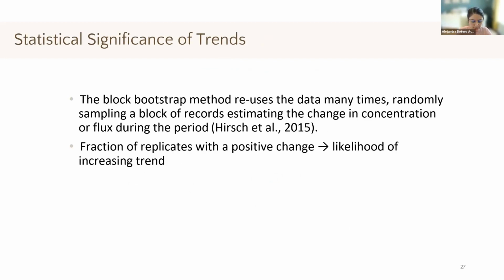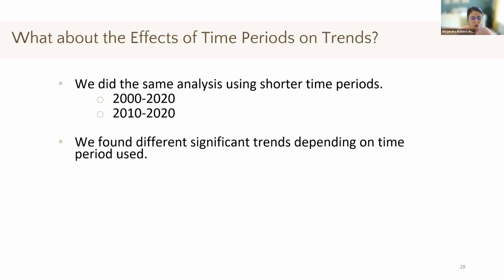And to evaluate the significance of increasing or decreasing trends, we use the block bootstrap method. What it does is resample our records multiple times, in this case 100 times, and recompute the WRTDS. And it estimates the fraction of replicates with a positive change. And that is related to the likelihood of an increasing trend in that site. So we performed this process for the original trend period, which was 1990 to 2020, and we did two additional periods, 2000 to 2020, and 2010 to 2020. And we found different results for every period.